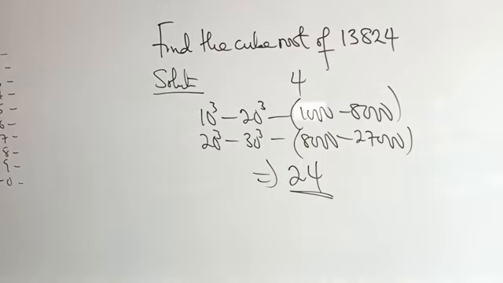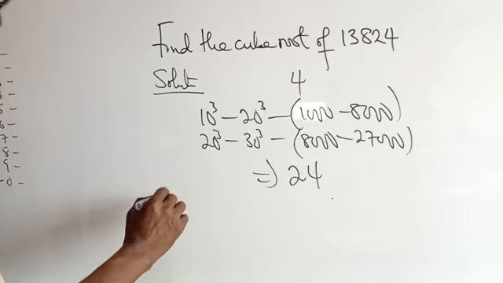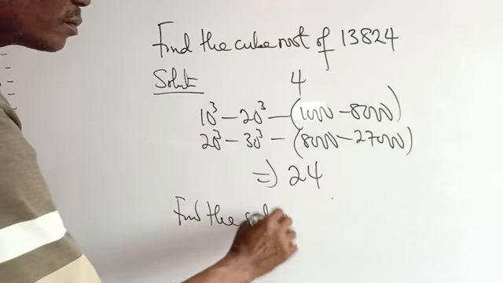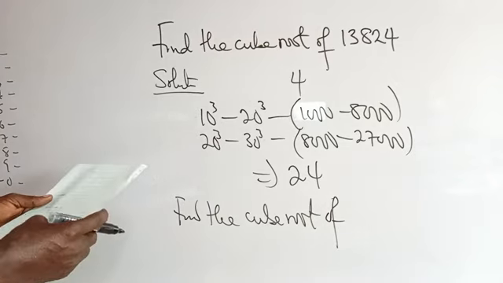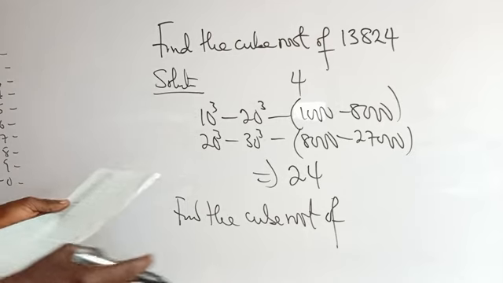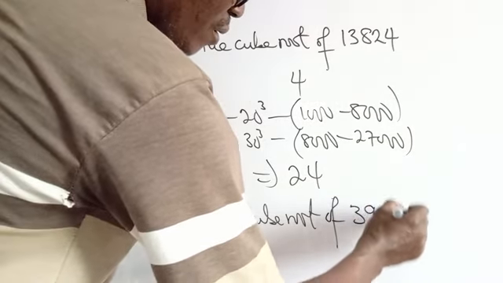Now, your assignment: find the cube root of 39,304.